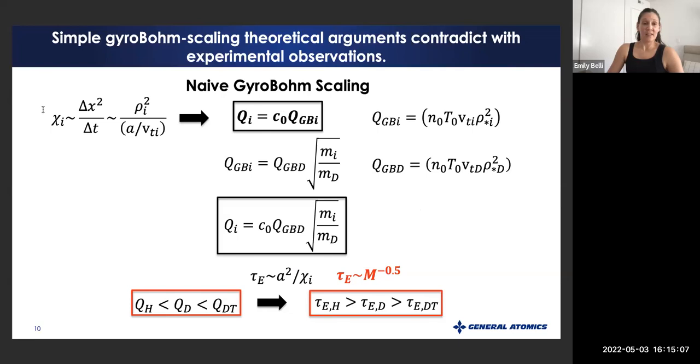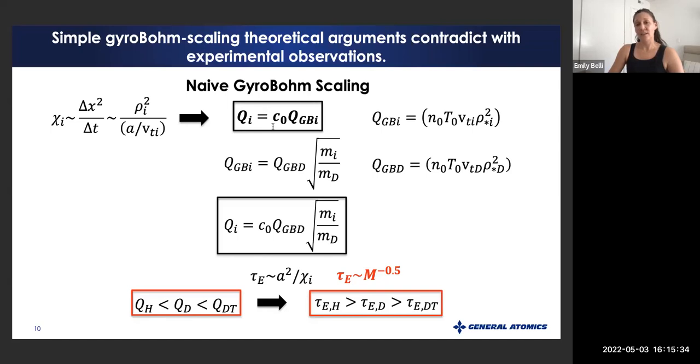Dimensional analysis for the ion thermal diffusivity, based solely on the gyrokinetic equation and using the ion gyroradius as the characteristic length scale and the ion thermal speed for diffusive-type transport, predicts that the turbulent ion energy flux is gyroBohm scaled, where QGBI is the ion gyroBohm factor. So for the rest of this talk, this is what we will call naive gyroBohm scaling.